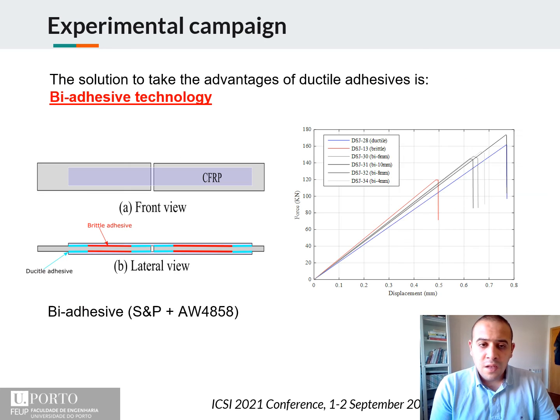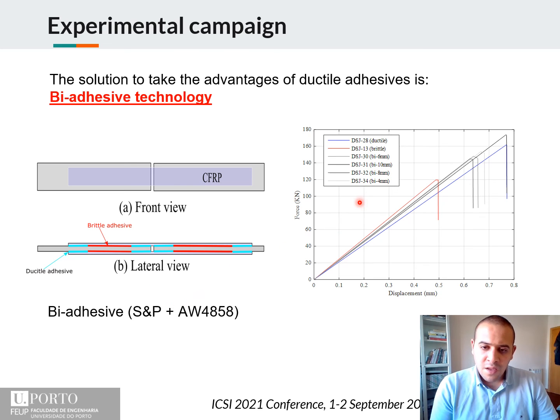And here we are trying to provide a solution that takes the advantages of the ductile adhesive while reducing the cost. And this can be done by using the bi-adhesive technology, which consists of using mainly brittle adhesive everywhere, and ductile adhesive in stress concentration regions, in the edges and in the middle.